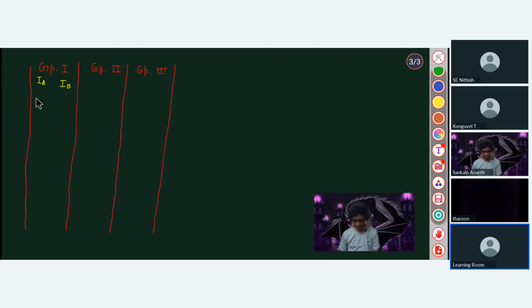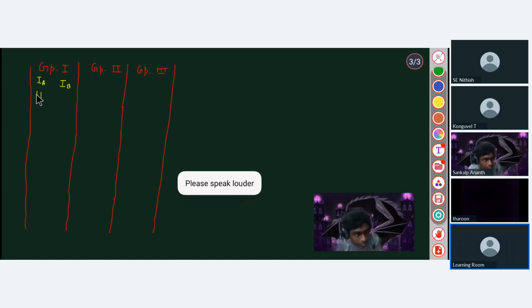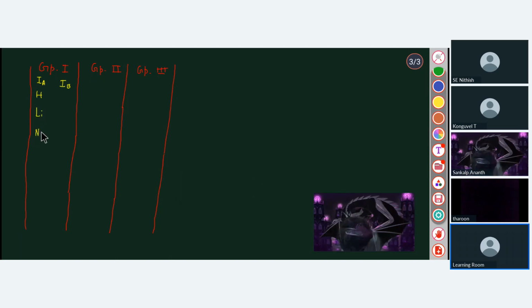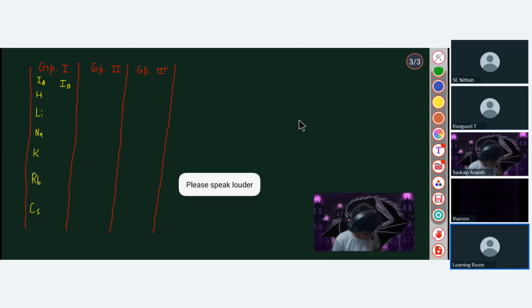Okay, now let me write here the elements which were there. In first A, it was hydrogen at the top, then lithium, sodium, potassium, rubidium, and cesium. The last element in first A, francium, was not discovered at the time of Mendeleev, because Mendeleev gave his periodic table in 1869, right?